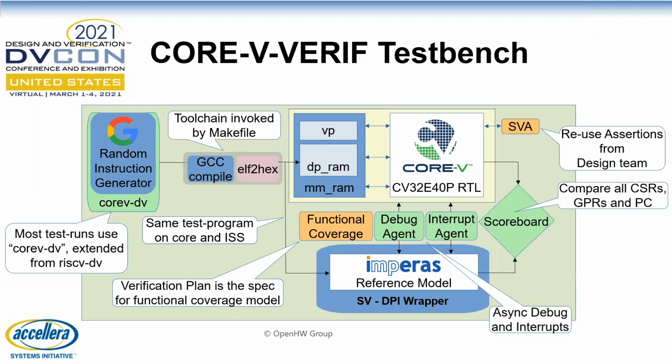Where we add a lot of value here is the ability to incorporate a reference model, in this case, contributed and supported by our partners at Imperas, that runs in lockstep with the processor, where the scoreboard is comparing all the CSRs, GPRs, and the program flow through the program counter to ensure that on every instruction, what the RTL is executing and writing back to memory and writing back to registers matches what the Imperas model believes also happens.